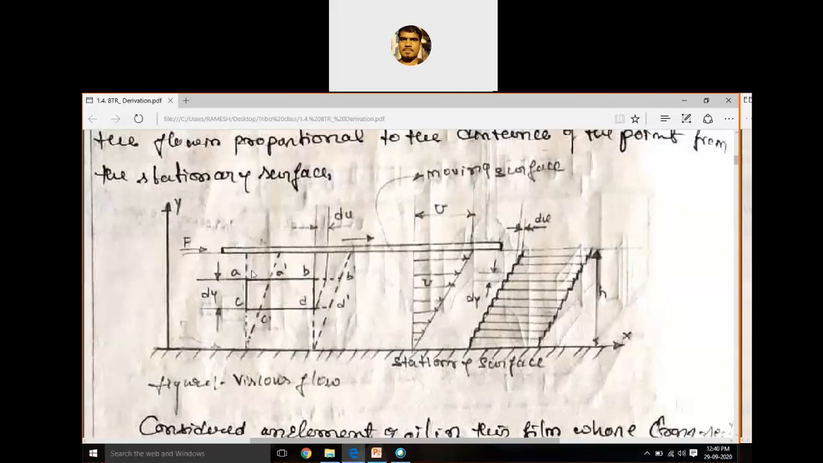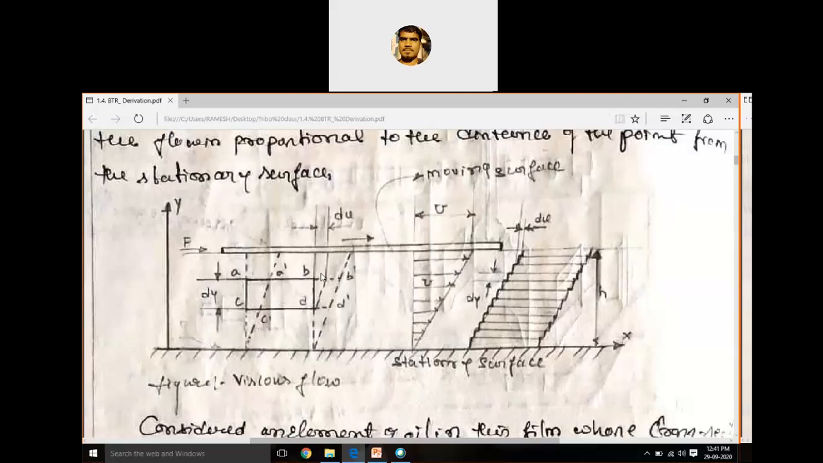Here, just consider an element of oil in this fluid film whose cross section at this instant is outlined by the rectangle A, B, C, D.